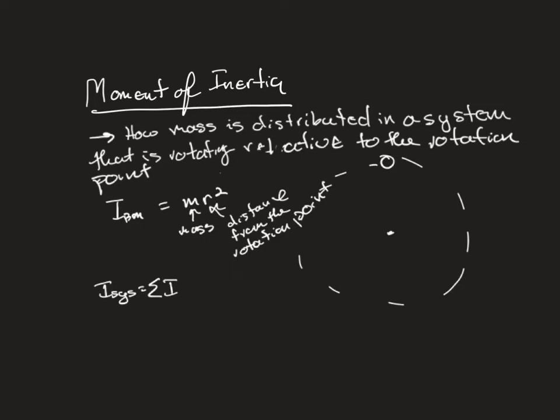So let's talk about an example here. Let's pretend that we have a solid sphere. So we have a sphere and it's filled in and it's rotating about its center. And I attach 2 point masses, one over here and one over here. So if I want to know the moment of inertia of the system, I have to add together the moment of inertia of point mass 1 plus the moment of inertia of the solid sphere plus the moment of inertia of point mass 2.